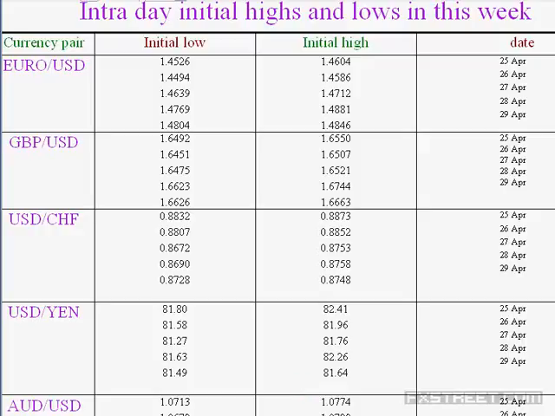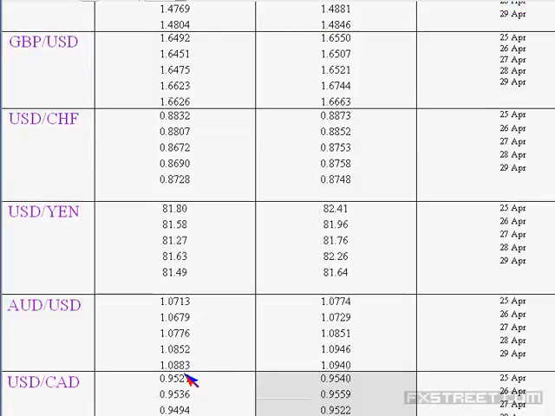Then in the case of Australian dollar, 1.0883 is the low, 1.0940 is the high, and both are not being breached. So that shows that the Australian dollar is not making an upward move, and only in the case of euro and GBP have they made an upward rise above the initial high.